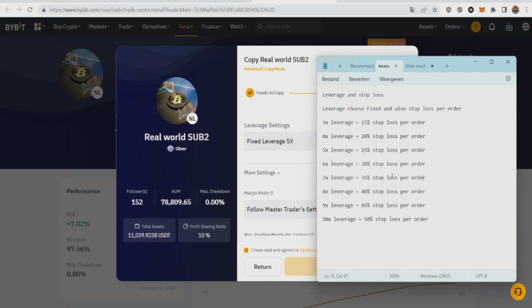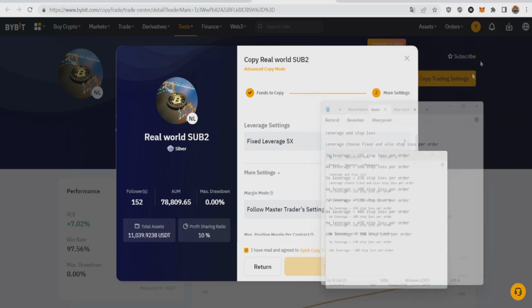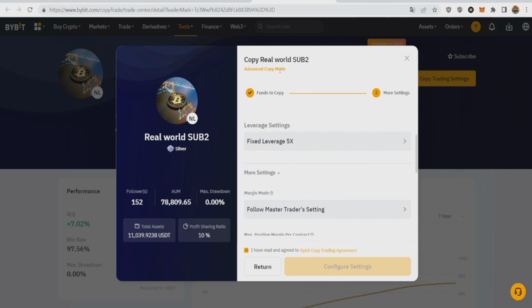With Bybit now, you can also follow multiple traders at the same time, or even follow on a sub account of yourself, so you can follow the same trader twice. This makes it possible to follow the same trader with one account at 3x and one account at 10x just to test it out. So this is all my tips for the settings. Be sure it's advanced, because you will not make as much money with smart copy, trust me. And when everything is done, you just click on configure settings and you're done.